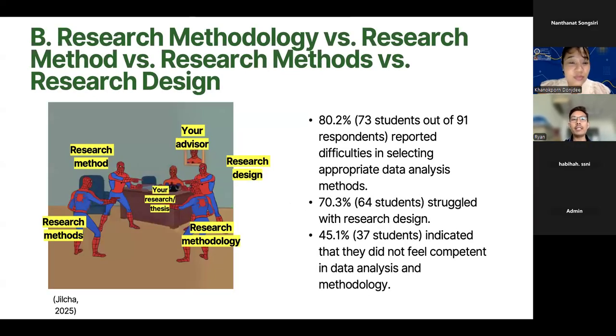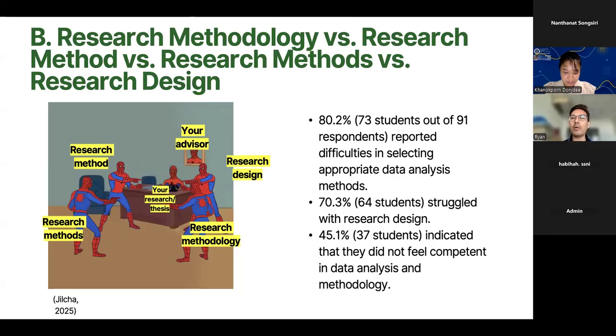And part B is about research methodology, research methods, and research design. We can see from one article that around 82% of the students reported difficulties in selecting appropriate data analysis methods, 70% of them struggle with research design, and 45% indicated that they didn't feel competent in data analysis and methodology.